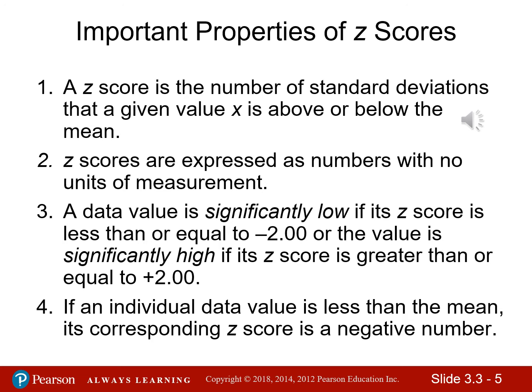And finally, if an individual data value is less than the mean, its corresponding z-score will be negative.